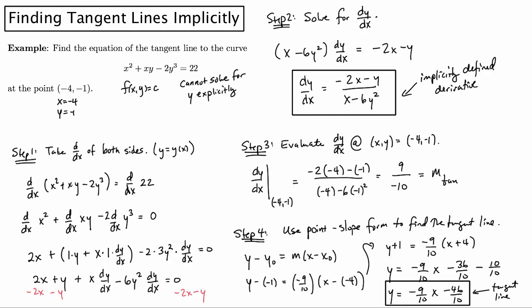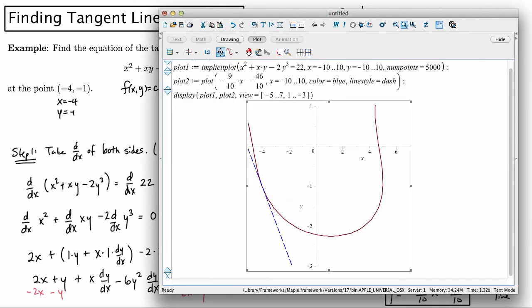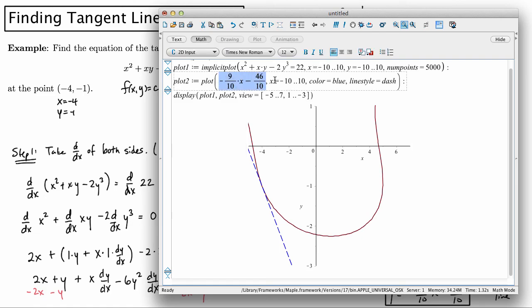If you look at the graph of this curve, the red curve is the implicitly defined function. I had to use something called the implicit plot command in Maple to do it. So I just plotted this curve, and then I also plotted our tangent line. You can see the tangent line being plotted here, the blue dashed line. And you can see the tangent line touches this curve exactly at the point (-4, -1). It's tangent to the curve at that point.